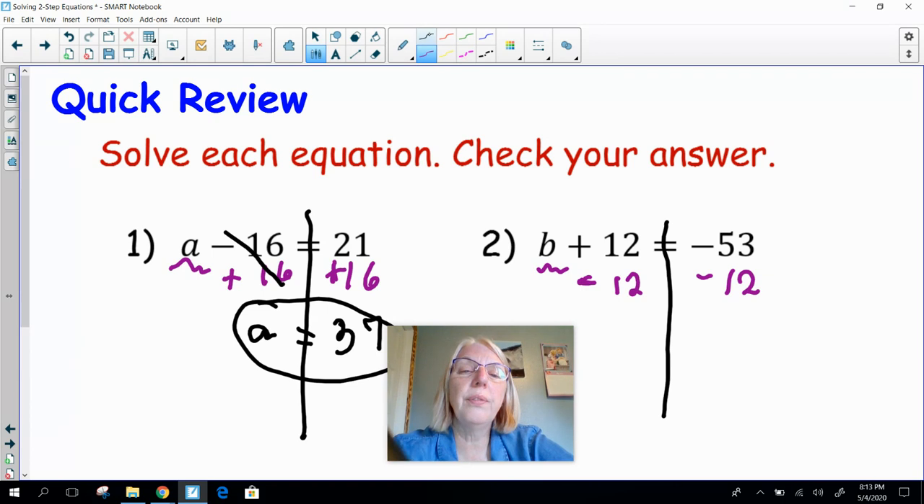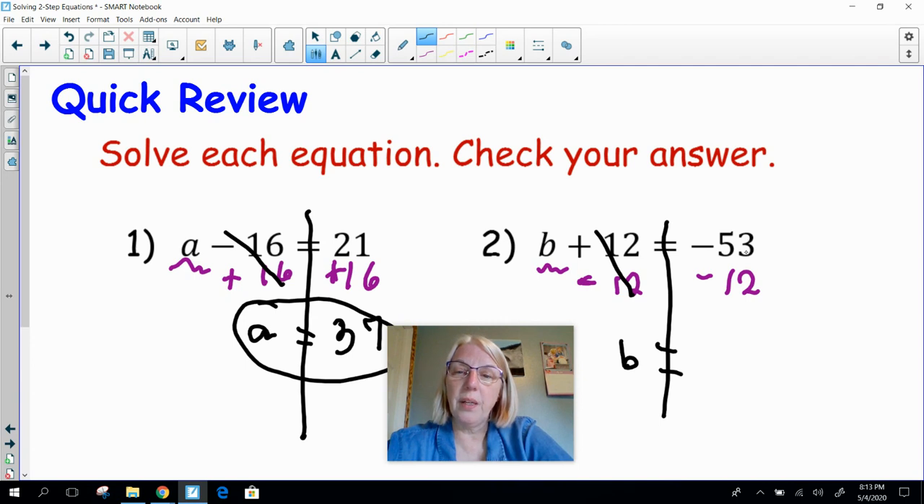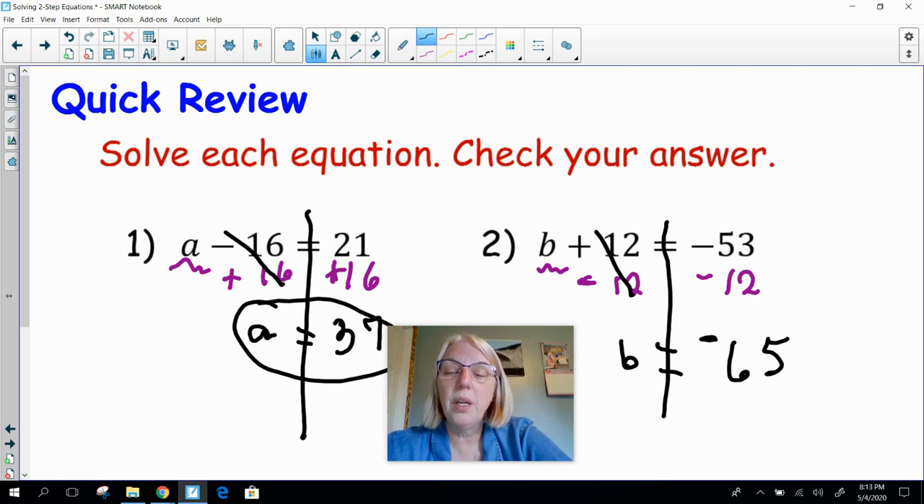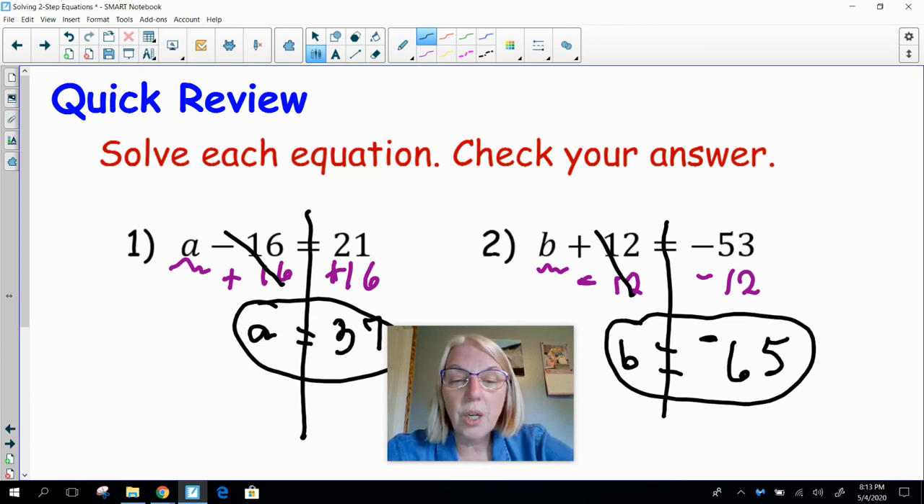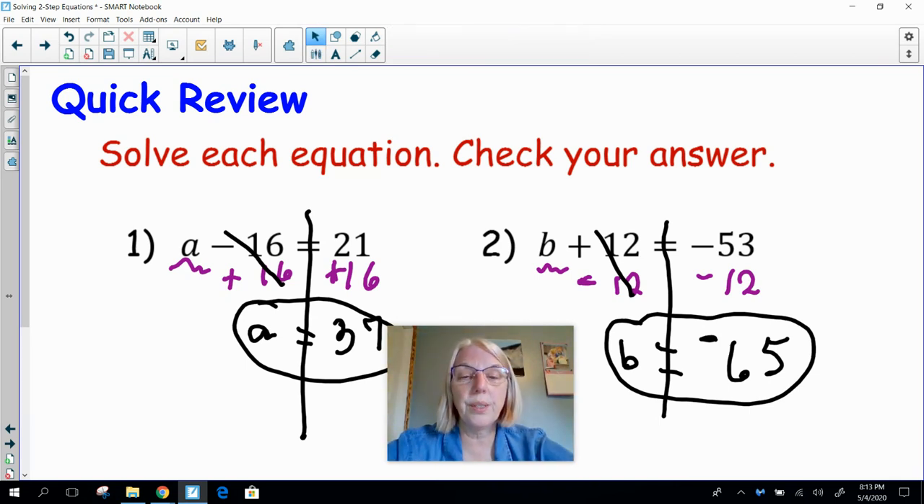Because the plus 12 and the minus 12 is 0. The left side will equal B, and then we say, what's negative 52 minus 12? Well, a negative and a negative, we add them together, we're going to get 65. And because they're both negative, our answer will be negative 65. So our final answer is B equals negative 65. You're welcome to use calculators. You're always, always, always welcome to use calculators.